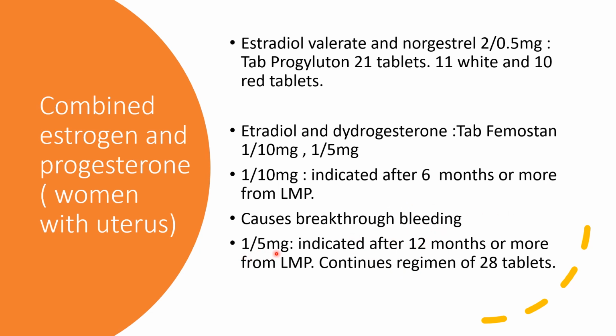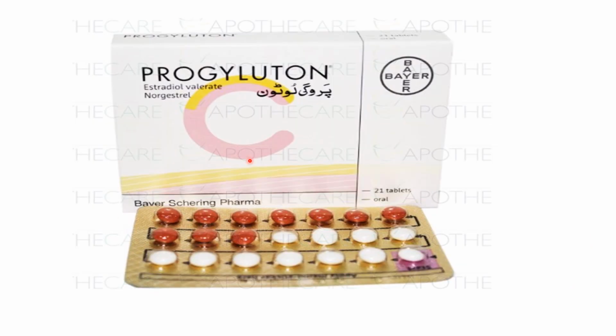Another strength of Famostan is 1 by 5 milligram. It is indicated 12 months or more after the last menstrual period, and this is a continuous regime of 28 tablets in which there is very little chance of breakthrough bleeding. This is the tablet Progyluton. Like I explained, it has 11 white tablets and 10 red tablets. These red tablets are progesterones and 11 white tablets are estrogen derivatives.